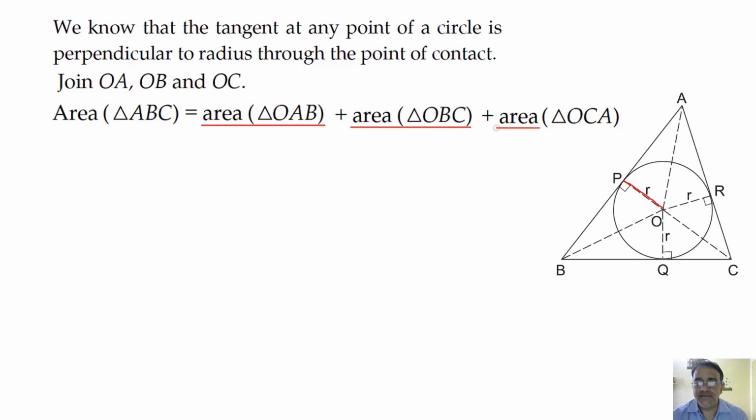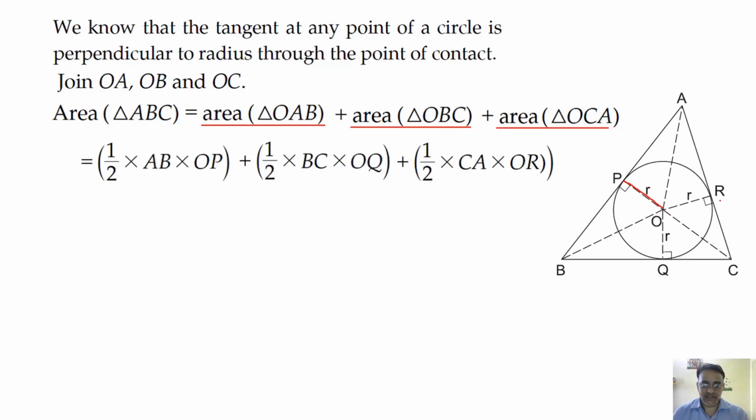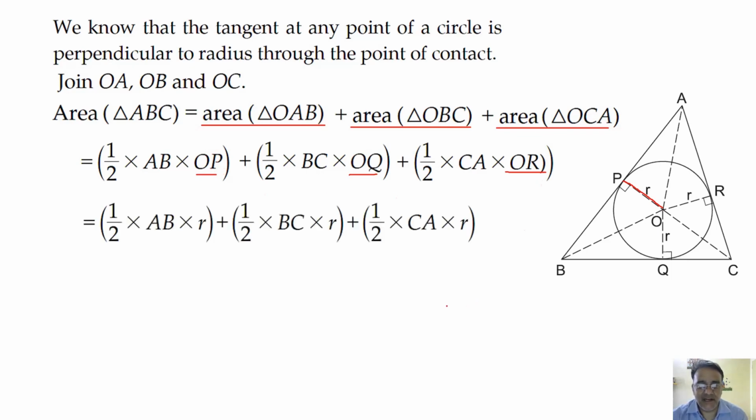And what is the area of triangle OCA? Half into base, that is AC, and height OR. So we'll substitute. Now what is the value of OP, OQ and OR? R, right. So we'll replace all these three by R.